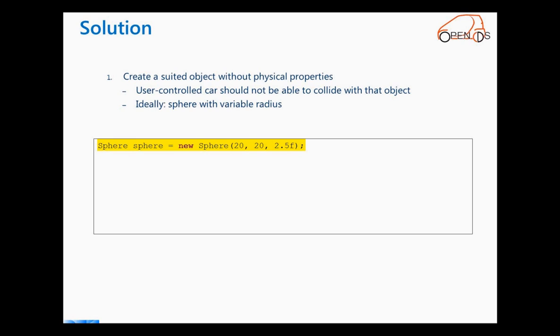As you see here, this is already a concept that's available in the JMonkey engine. It takes 3 parameters, 20, and the second 20 describes the sample rate for the visualization of the sphere, whereas the third parameter is the radius. So in our example, we are using a radius of 2.5 meters.